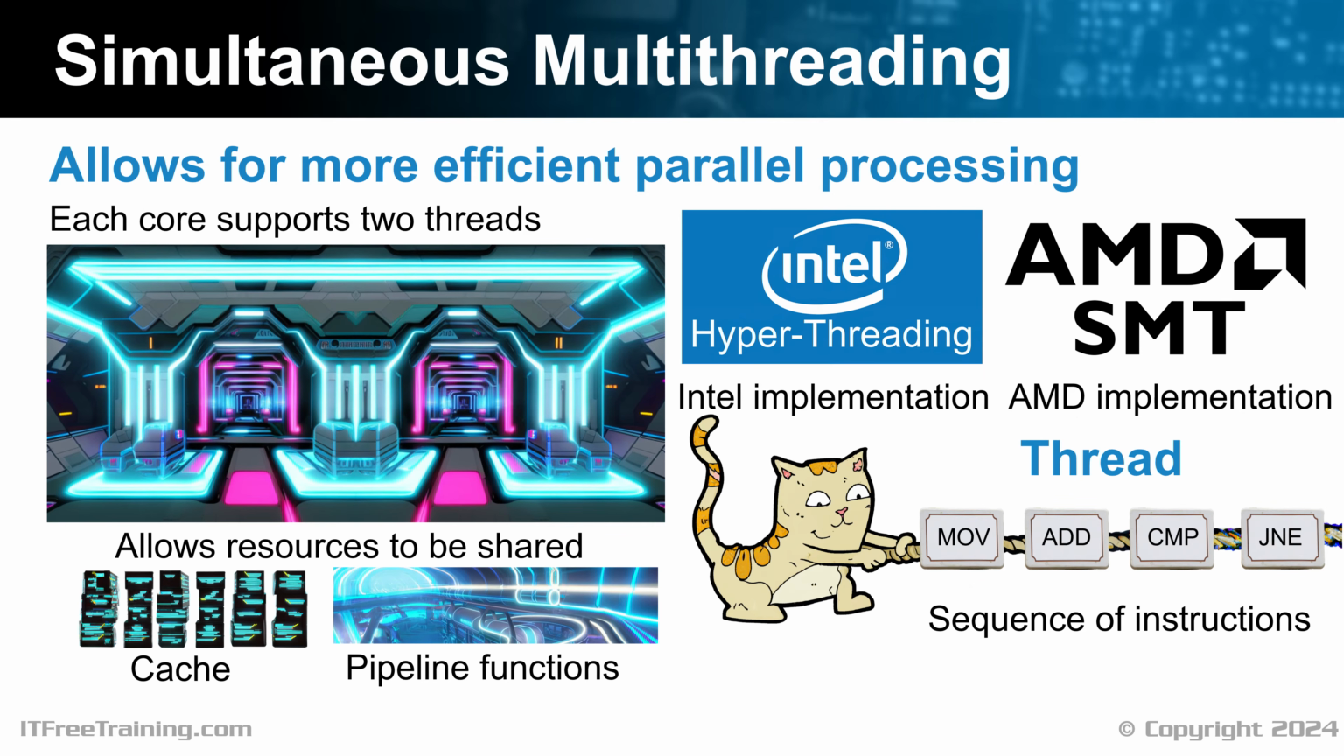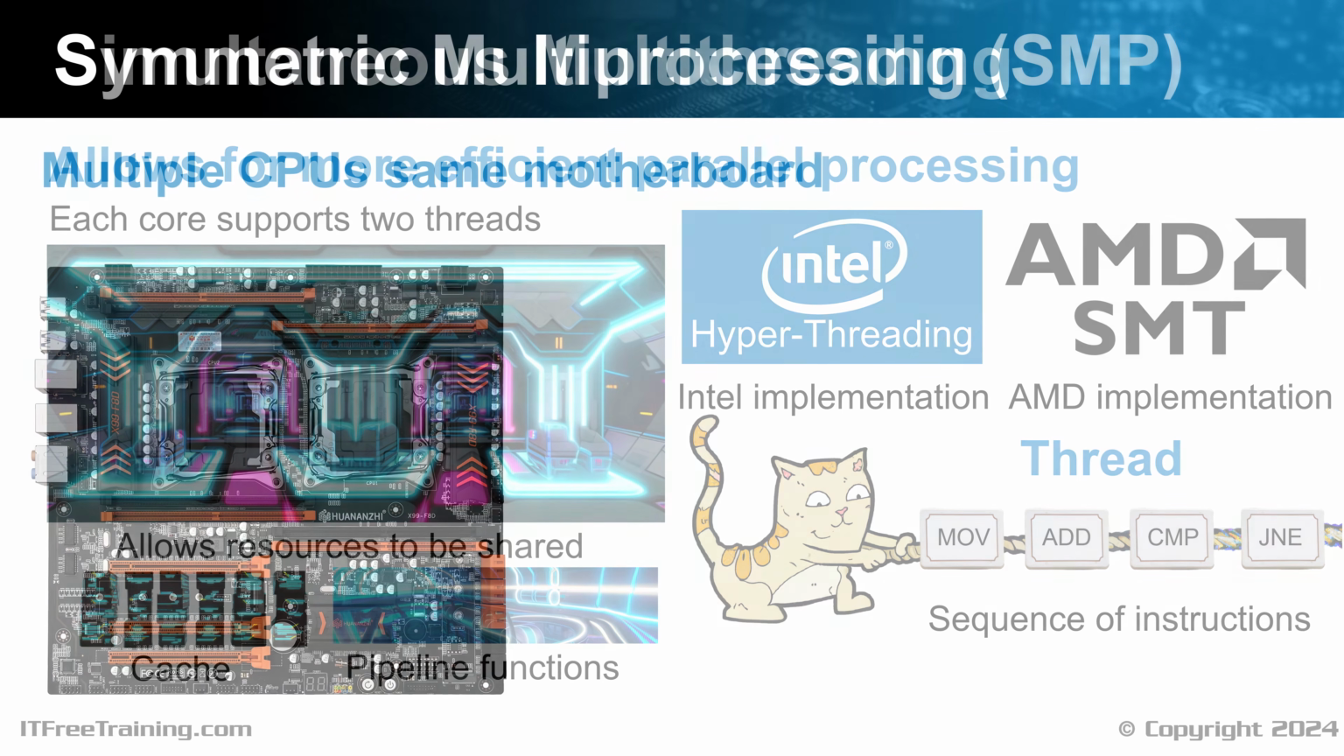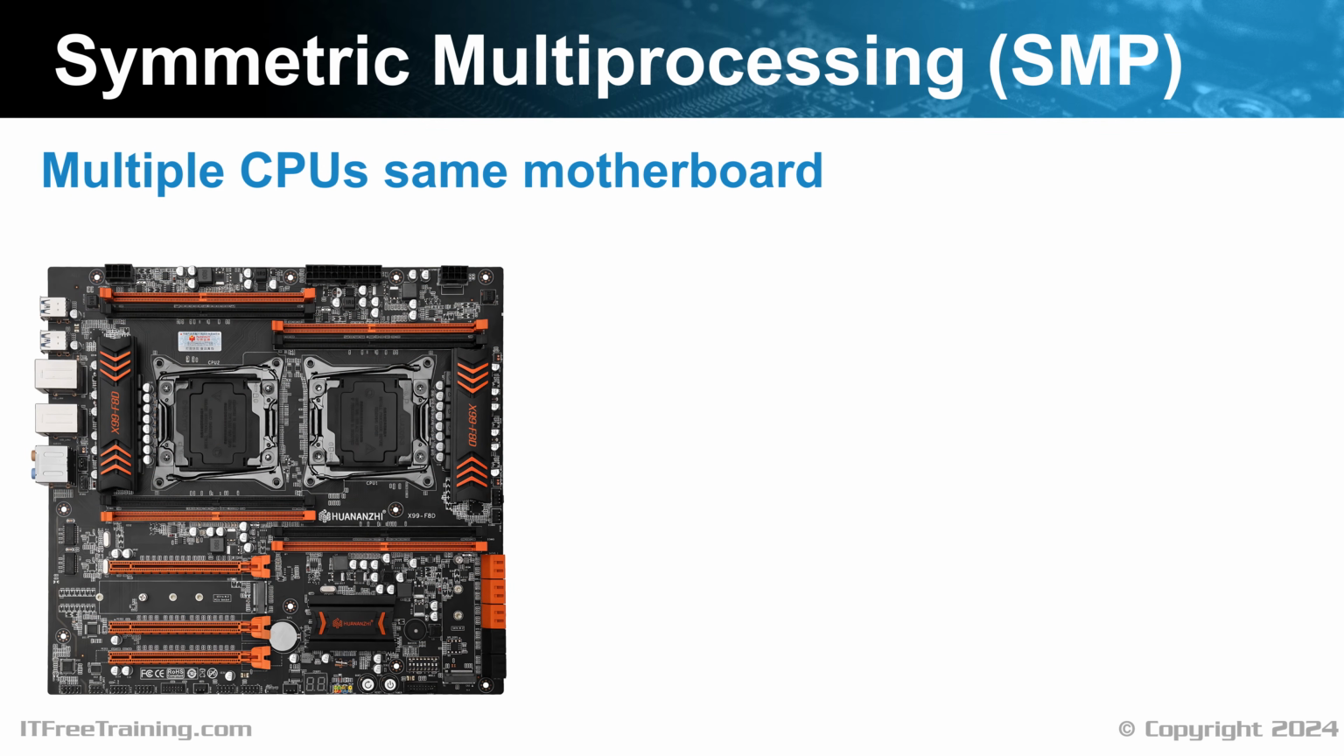Let's look at other ways you can increase processing power. Another way you can increase performance is to use multiple CPUs called symmetric multiprocessing, or SMP. In order to use this, you require a motherboard that supports additional CPUs. The CPU also needs to support SMP. Bear in mind, not all CPUs support SMP.